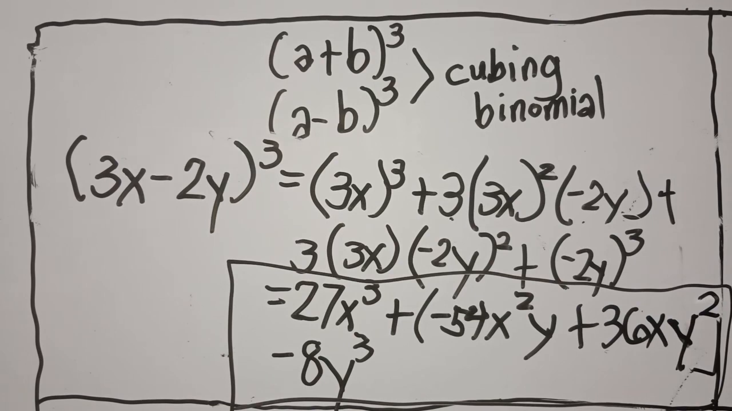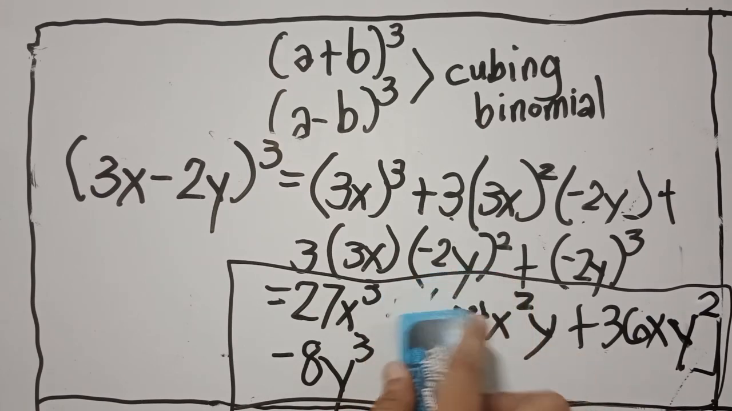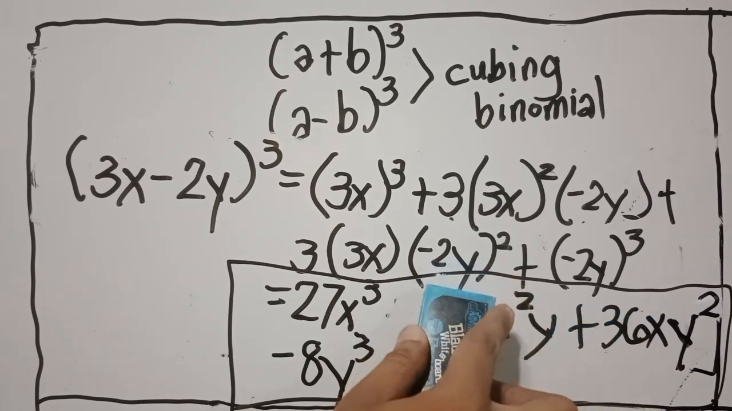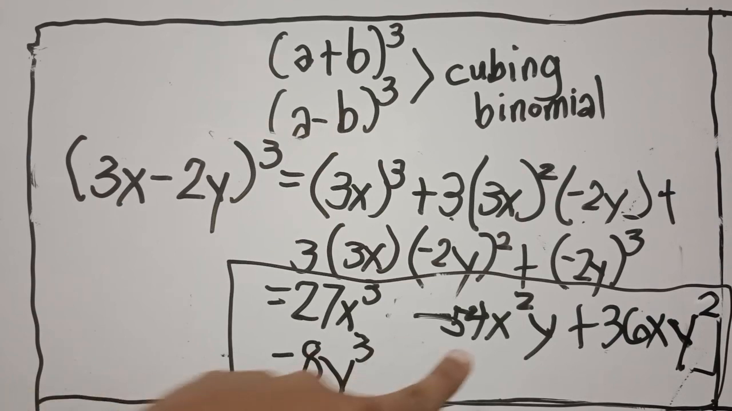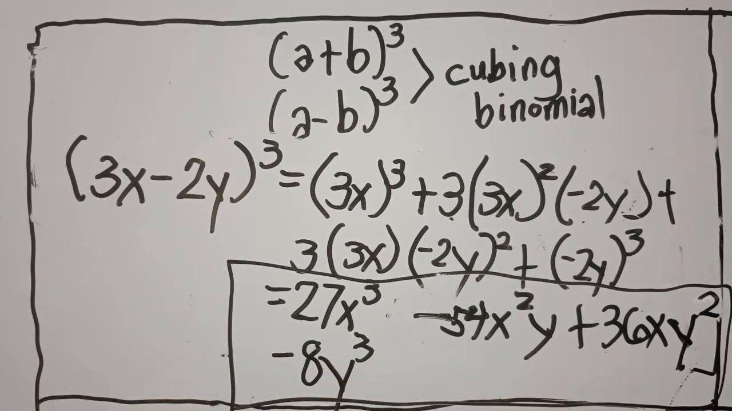So your final answer would be this one: 27x cubed, plus, this is not yet the final answer by the way. When you put the final answer, you erase this plus, since that's supposed to be minus 54x squared y. That's 27x cubed minus 54x squared y plus 36xy squared minus 8y cubed. And that's how you cube a certain binomial.